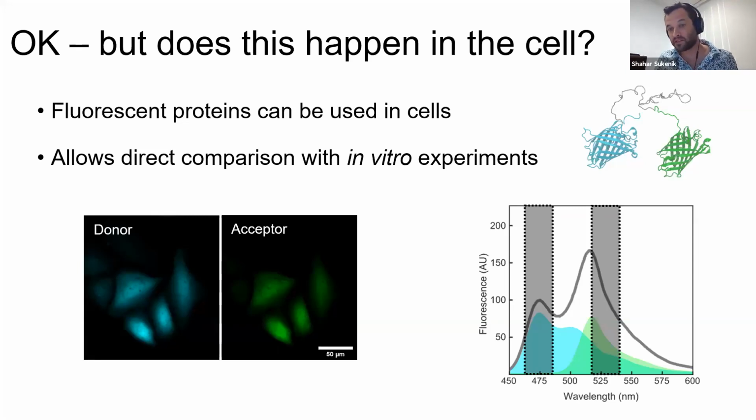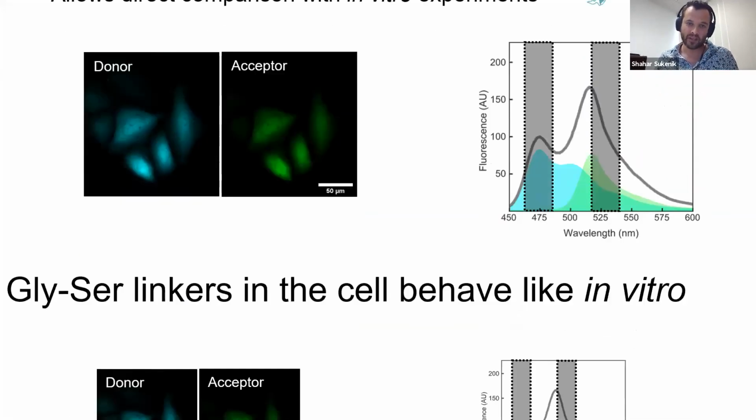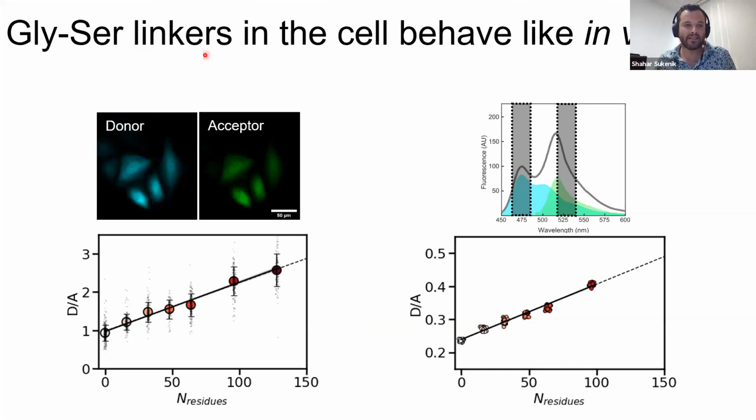Okay, so now let's start looking at it, right? And I should point out that these experiments are actually much, much easier to perform than the in vitro experiments because there's no expression purification process necessary here. So the first thing I want to show you is that glycine serine repeats inside the cell behave kind of like they do in vitro.